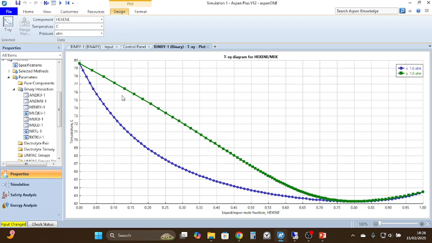So once we have run the analysis, you can see that a graph is generated. On the y-axis, we have the temperature in degrees Celsius, and on the x-axis is the mole fraction of hexene. So this is the TXY diagram of hexene MEK solution at 1 atmospheric pressure. So what is the boiling point of this mixture?